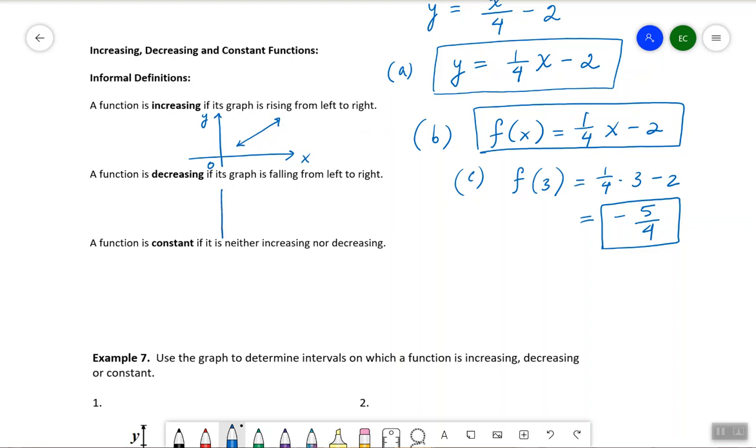And then a decreasing function would be going down or falling from left to right. And a constant function is horizontal. It's neither increasing nor decreasing. There are formal definitions for increasing and decreasing that we'll see in calculus, and those definitions become real important late in that course. But for now, just this informal understanding will be sufficient.